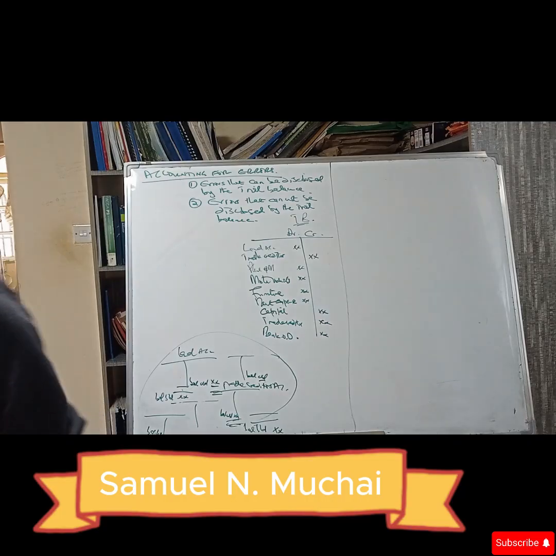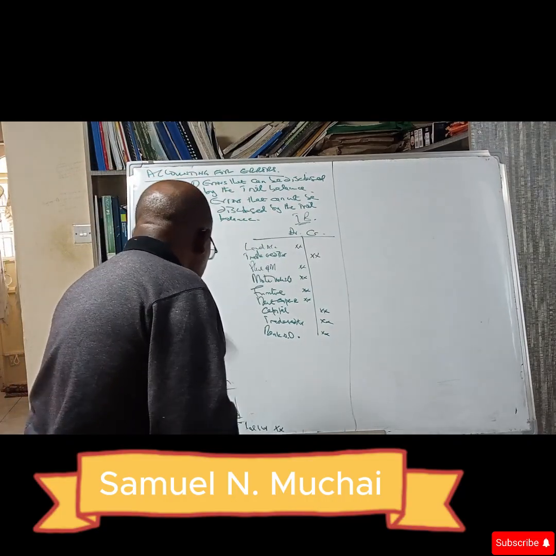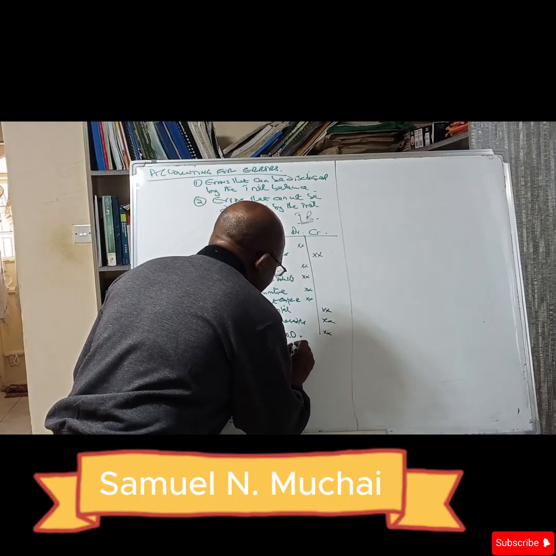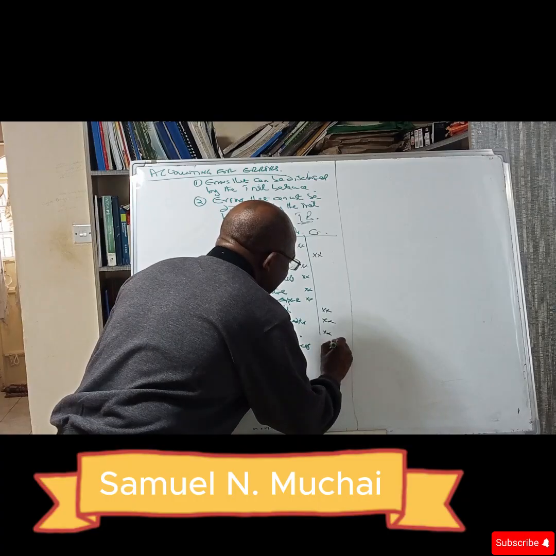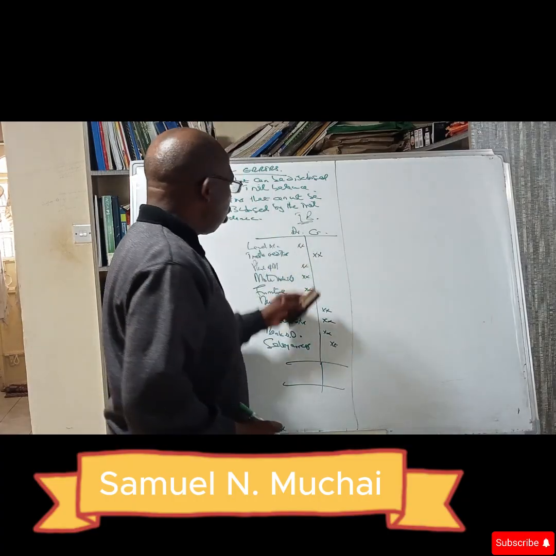Salary arrears, because they are liabilities, they have a credit balance. Now, this document is called the trial balance.